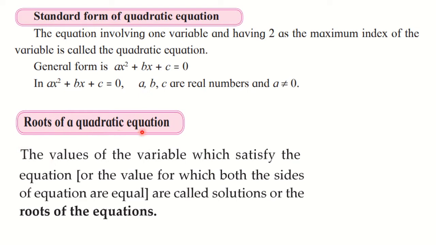Then next is roots of quadratic equation. In the last year we have studied polynomials. There we have seen what is the meaning of root. So here also for a quadratic equation we can have maximum 2 roots. The values of the variable which satisfy the equation, or the value for which both the sides of the equation are equal, are called solutions or roots of that equation. That means for a particular value of x, if both the sides of the equation are equal, then we say that value of x is the root of that particular quadratic equation.